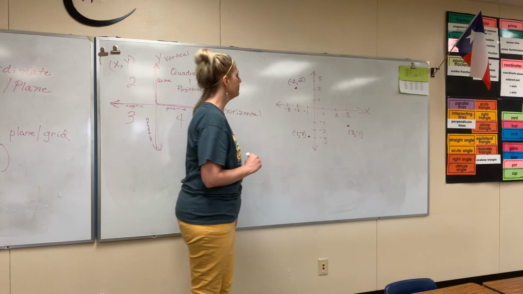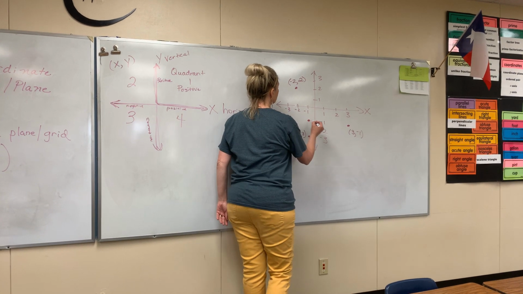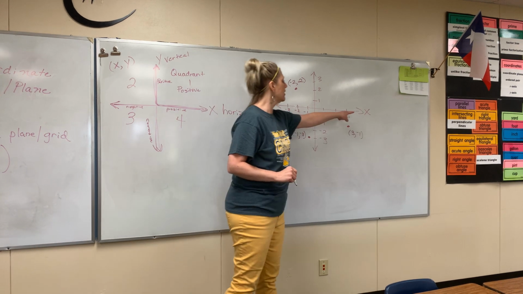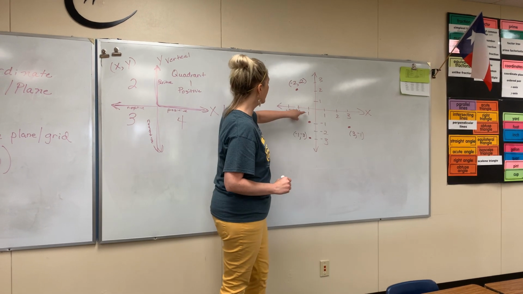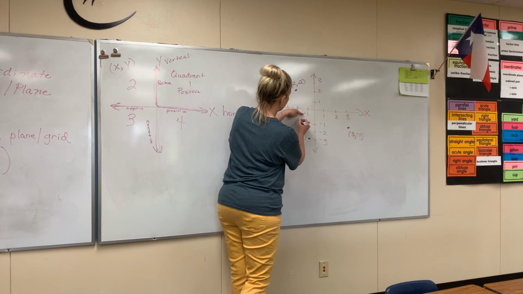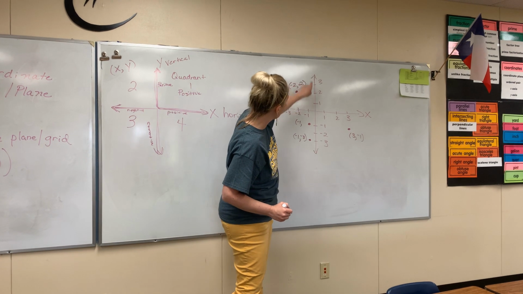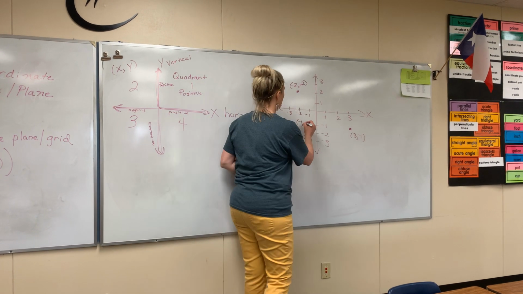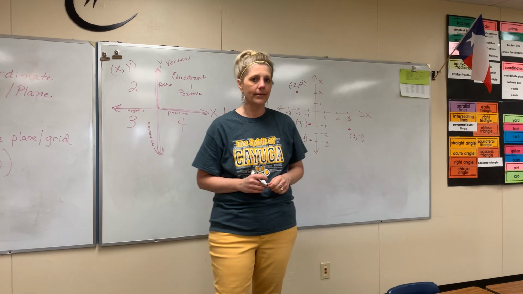Let's do one more. Okay, let's say my dot is here. All right, first thing, run your finger down the x-axis. Where is that dot? Oh, it's on -1. Okay, look on the y-axis. Where is my dot? Oh, -1. So the name of that dot is -1, -1.